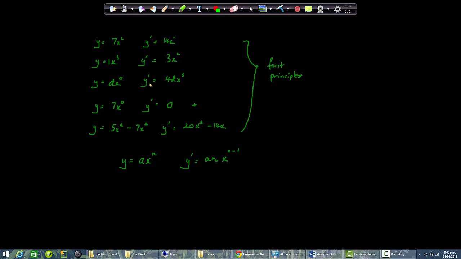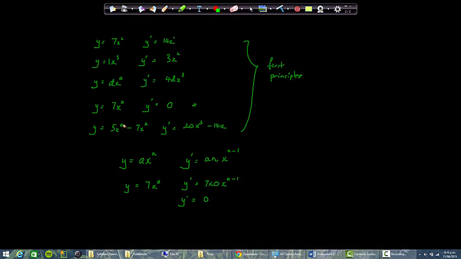Next one, 4 times d is 4d. Take 1 off that power, you get x cubed. Does this one fit? Well, yeah, it does. Okay, this one, if we just put this down here, that was 7, and x to the power of 0 is 1, so that's still 7. The derived function would go 7 times 0, x to the power of 0 minus 1. Well, anything times 0 is 0, even if the power happens to be -1. So yes, even this result does fit that pattern.